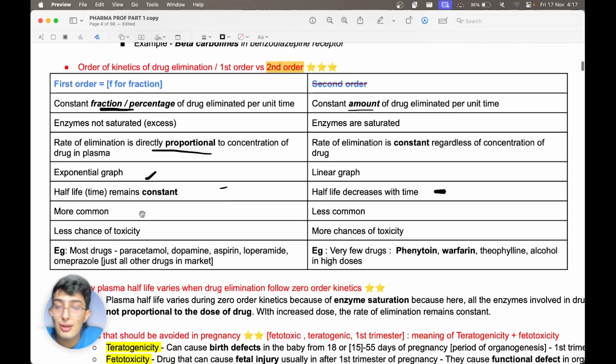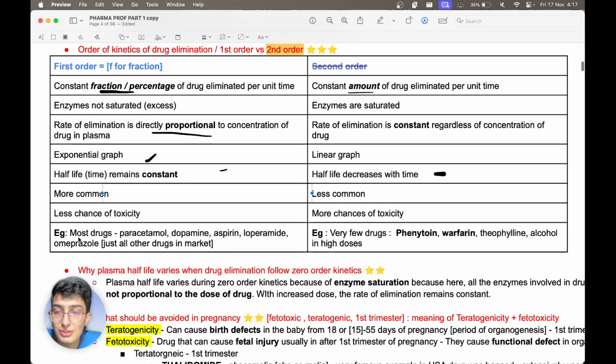Now, easy question, easy point. It is more common. So most drugs in the market follow first order kinetics, and very few drugs follow zero order kinetics. Okay, so that is important for examples, because if they ask you for examples, you can give literally any drug that comes to your mind. It's mostly following first order kinetics, right?